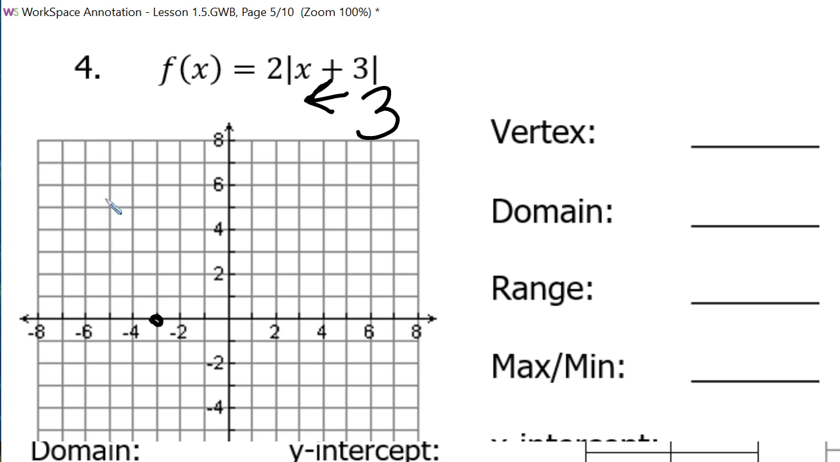Yes, that 2 is going to make it stretch by a factor of 2. And I want rise over run. So how do I change 2 to a fraction? 2 over 1. So I need to rise 2, run 1. So I need to go up 2, over 1. Up 2 over 1, up 2 over 1 on both sides.